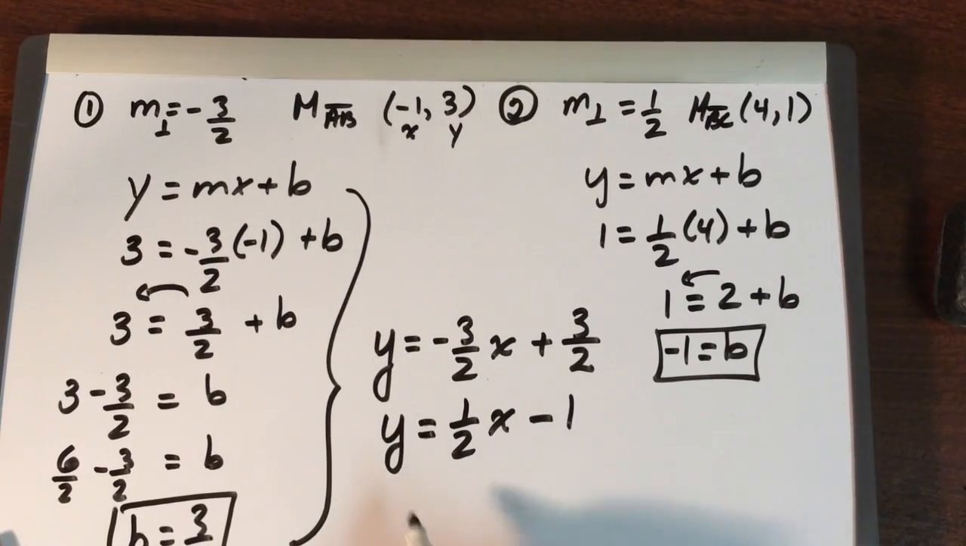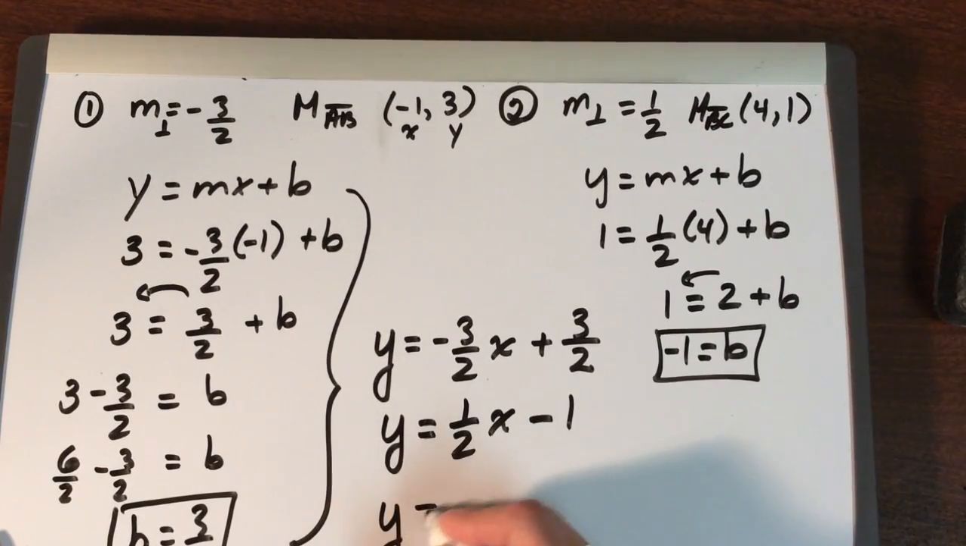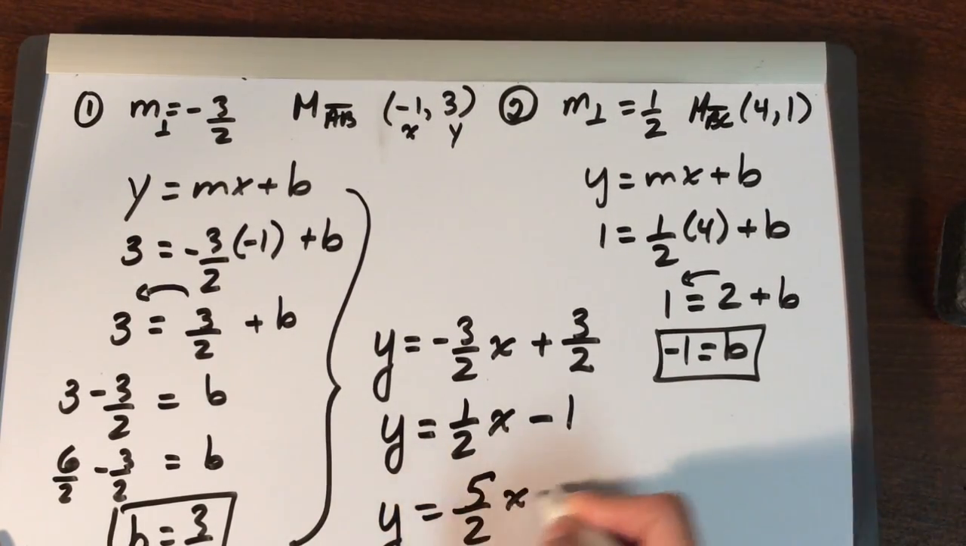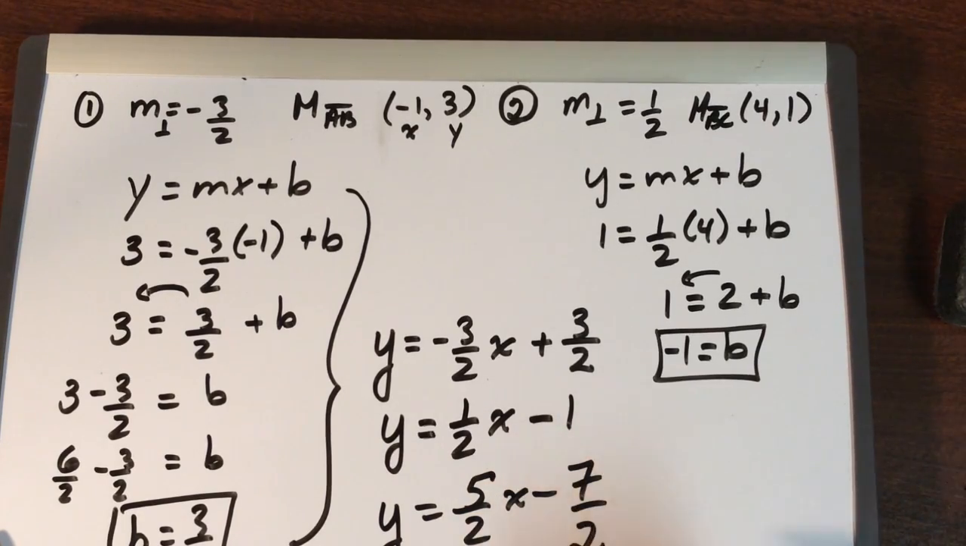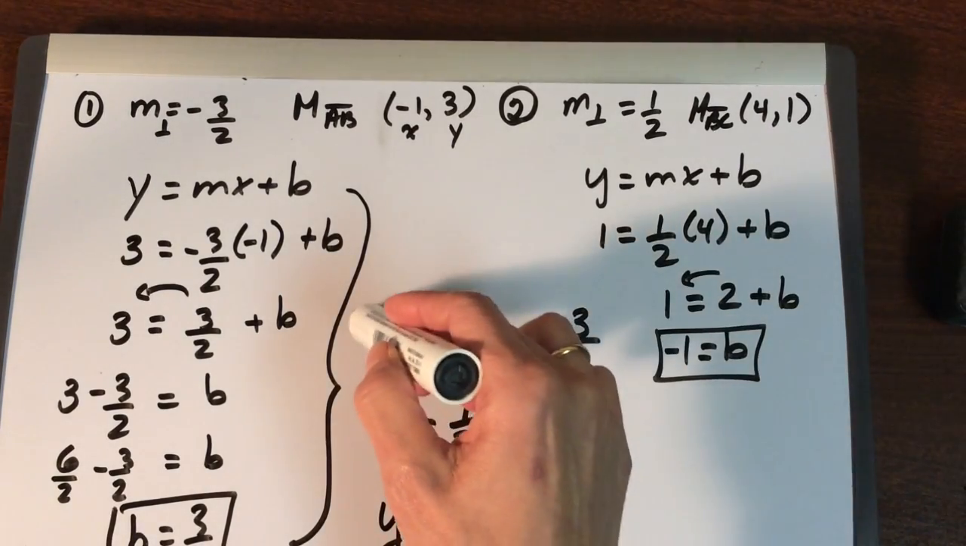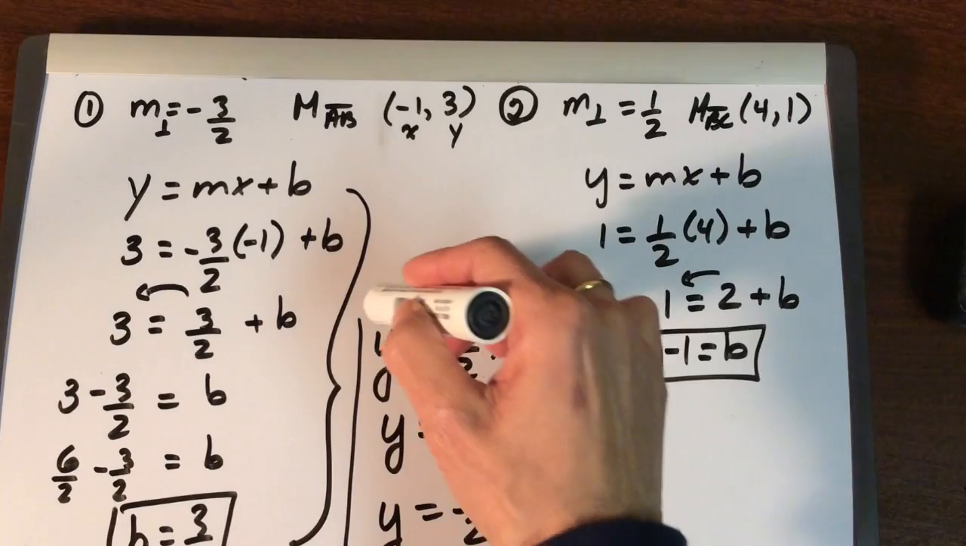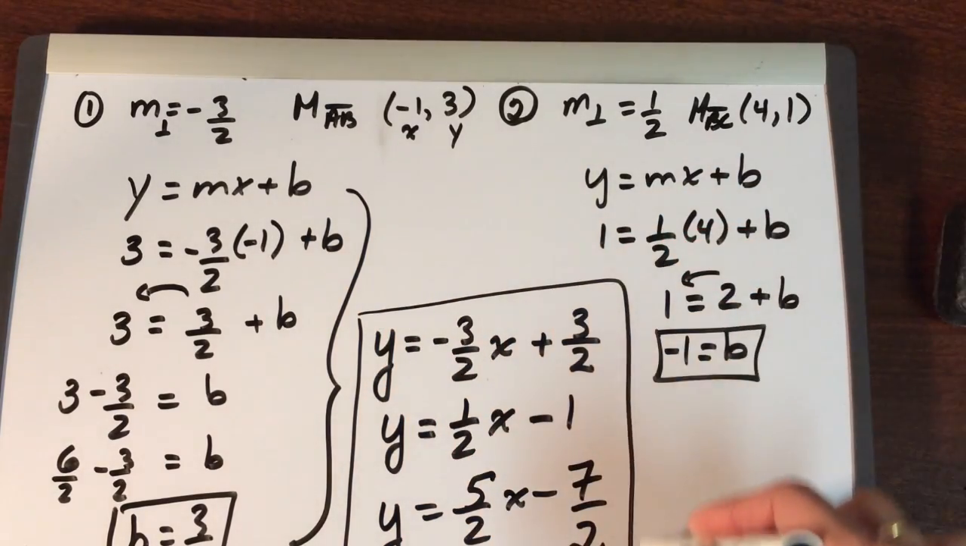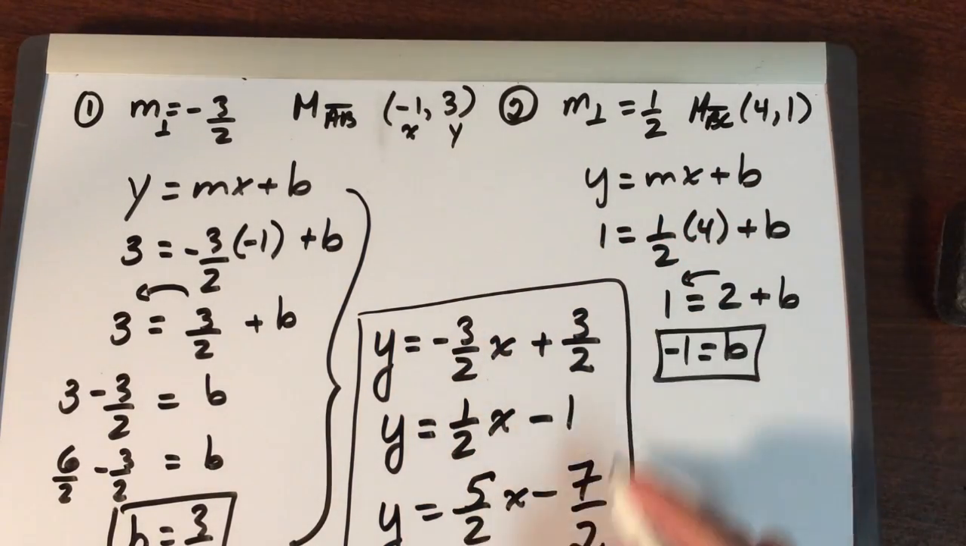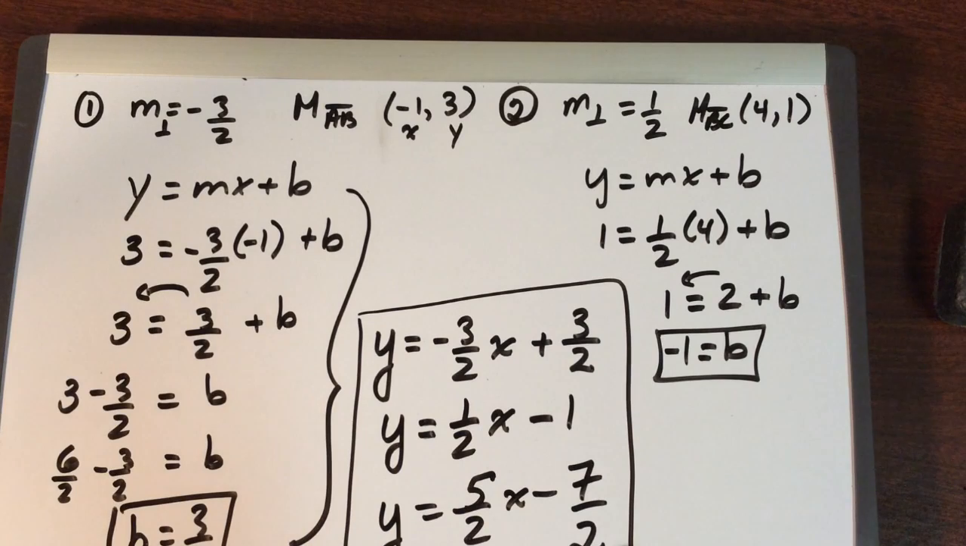And if I do that, what I get is this equation, 5 over 2x minus 7 over 2. And so these are my 3 equations of the perpendicular bisectors. Now what we want is to find the point of intersection. How do you find the point of intersection? Well, do we need to use all 3 equations? No, we don't. So let's use 2 of them.